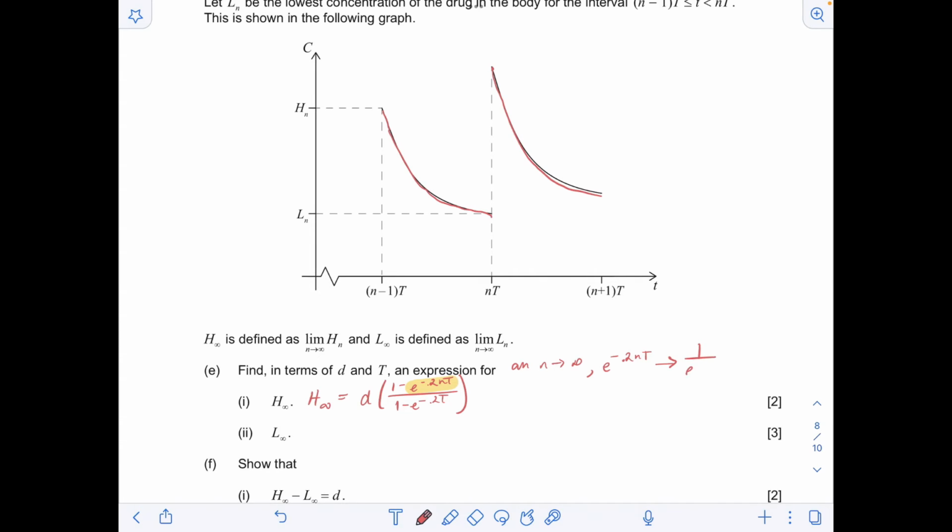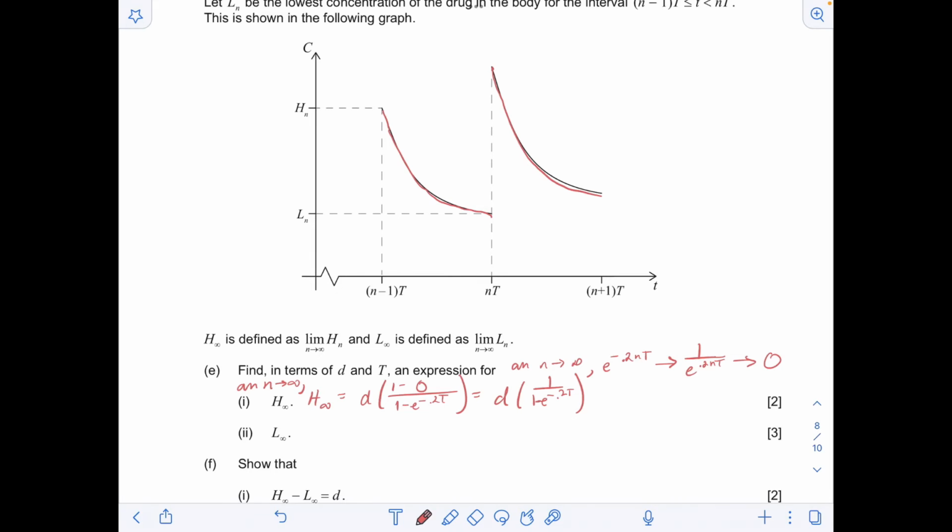Another way to think of this is 1 over e to the 0.2 nT. So n on the bottom being infinity means we'd have a really, really big denominator, which is essentially 0. So since that term is approaching 0, for the sake of time I'm just going to erase this and put a 0 in its place instead of rewriting it. Essentially, as n approaches infinity, Hn approaches this value, or Hn equals this value. Let me simplify it: D times 1 over 1 minus e to the negative 0.2 capital T.